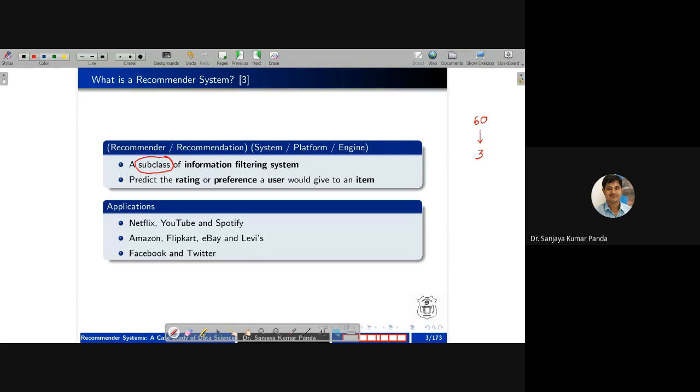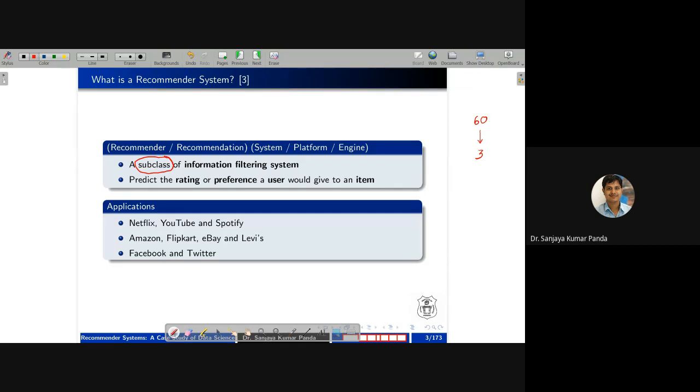The information filtering system will help you to say that these are the products or items that may be liked by your user. After that, you may also get error. If the accuracy is not 100%, definitely you are going to get error, and achieving 100% accuracy is very, very difficult. So that is one way of defining the recommendation system.